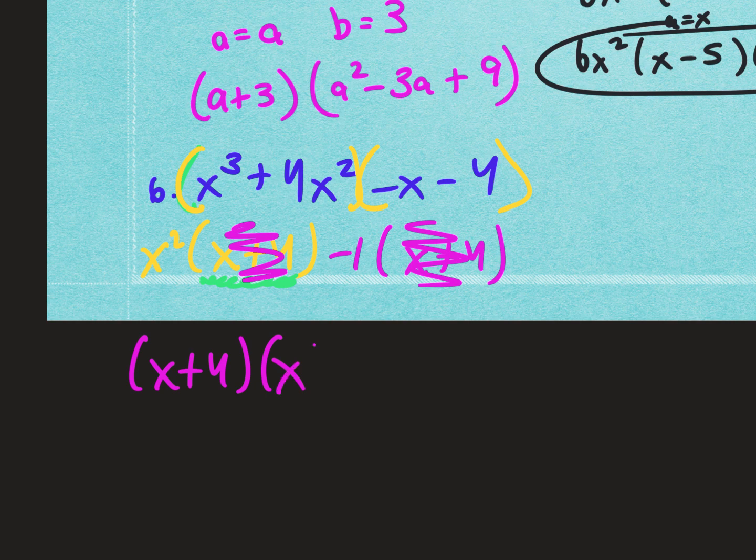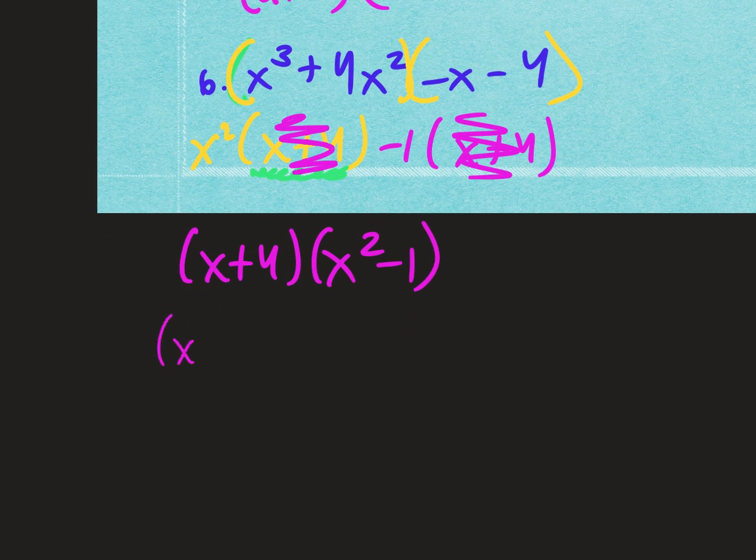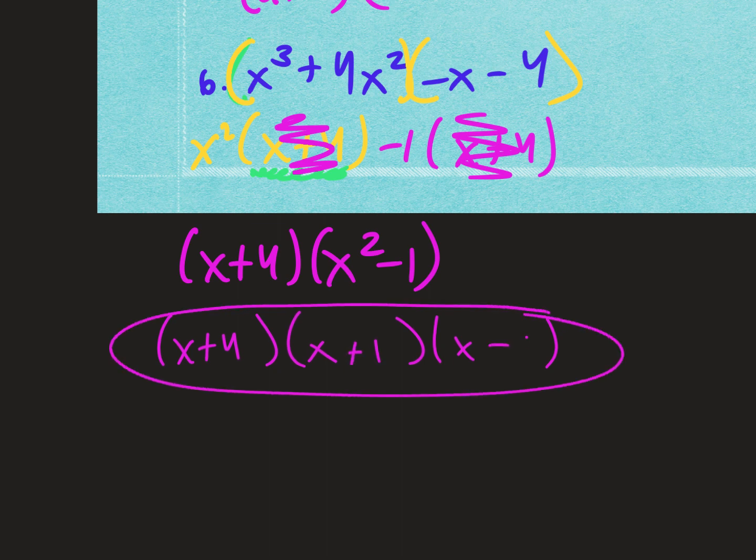X squared minus 1 gets its own parenthesis. Check. I'm left with 2 terms. One of them is squared, and there's a minus sign. Is that the difference of perfect squares? Yes. What times what is going to give you x squared? X. What times what's going to give you a negative 1? Plus and minus, right? Oops, that's right, the 1.